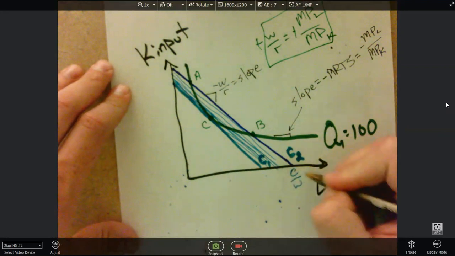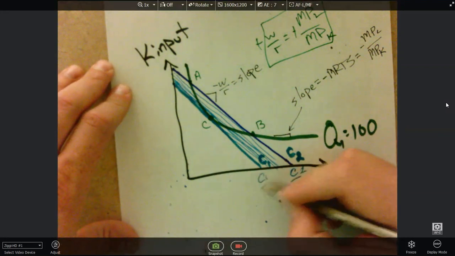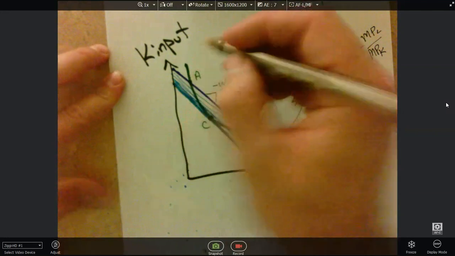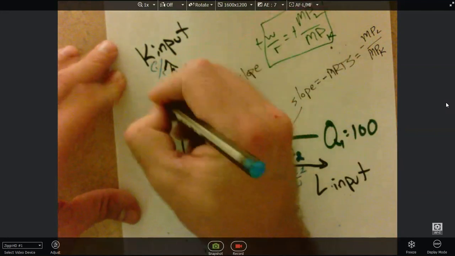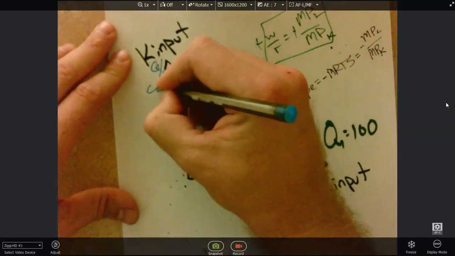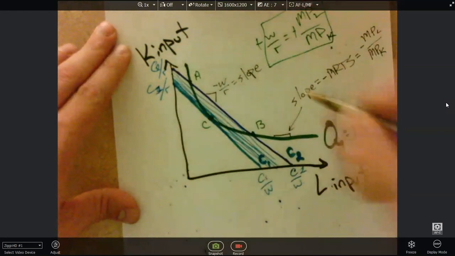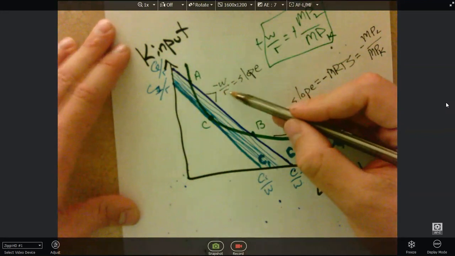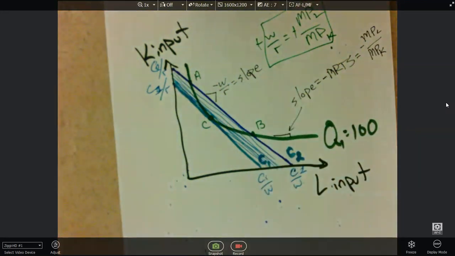C2 over W, C1 over W. This is C1 over R. This is C2. Oh, I did that backwards. C2 over R. This is C1 over R. And then again, the slope of all this stuff is just W over R, right? So you will be given those values in the problem at the end of the book or in the test, right? You'll be told the wage is this, the rate of capital is this, they're using a Cobb-Douglas production function. What's the cost minimizing one?